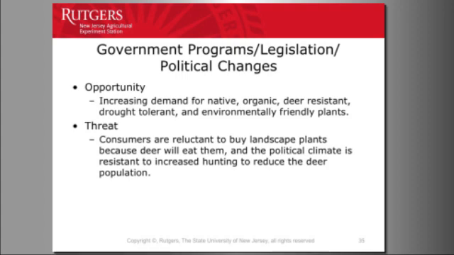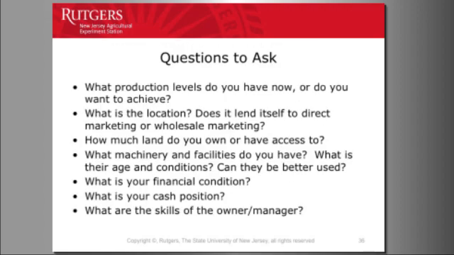Government programs, legislation, political, how does that impact you? Well, an opportunity, there's increasing demand for native. Deer resistant is big in New Jersey. If you've got anything deer resistant, drought tolerant, environmentally friendly, those are all things people are looking for. If you have those, they appeal to consumers. A threat is they're reluctant. Some customers in certain parts of the state are reluctant to buy anything because deer will eat pretty much anything, and they don't want to keep buying salad for deer. The political climate is resistant to increased hunting to reduce the deer population. So in certain parts of the state, that's really tough.